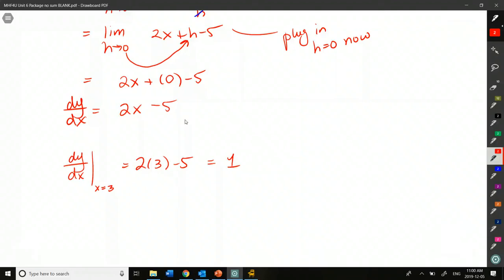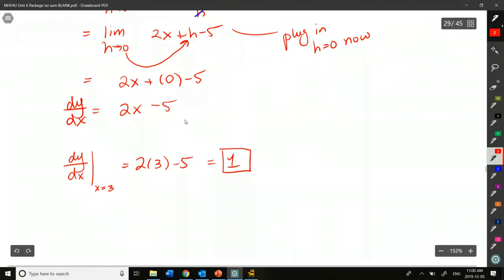If this equation is representing distance at a certain time, it could be meters per second, kilometers per hour, that kind of idea. But the slope of our tangent at this point, x equals 3, is a slope of 1.